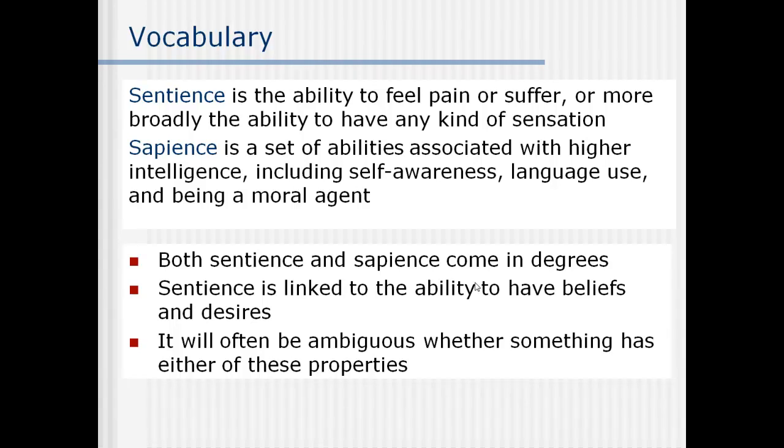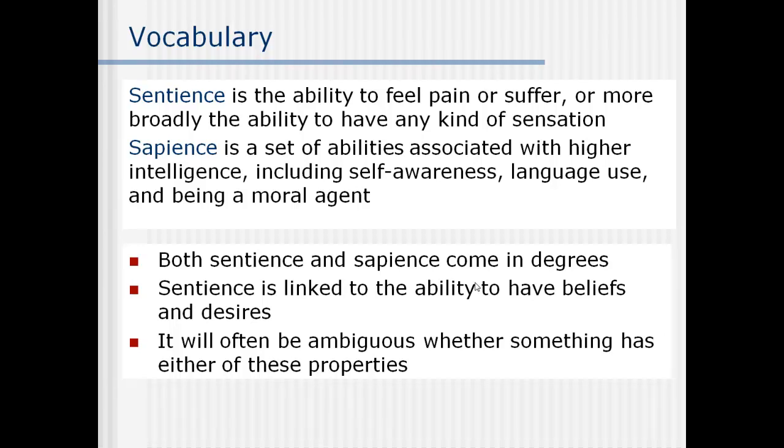More sophisticated mental properties, though, come with sapience. Sapience is a set of abilities associated with higher intelligence. This includes things like self-awareness. When a dog sees a mirror, it thinks there's another dog there, so it barks at the dog in the mirror. Human beings, dolphins, and chimpanzees are all capable of recognizing themselves in a mirror. What this means is that we have some rich sense of self-awareness. Human beings, at least, also use language. Chimps can be taught sign language up to about the level of a 3 or 4-year-old.